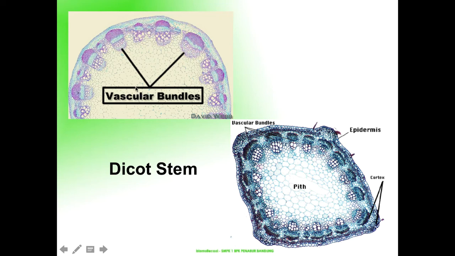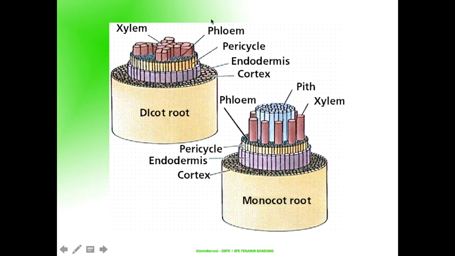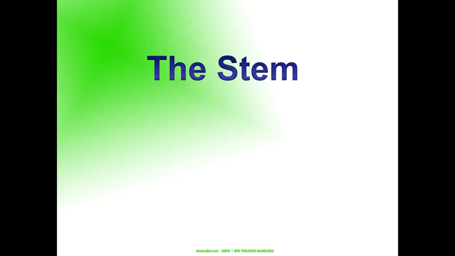Here is the dicot stem. What we need to remember is the difference between root and stem when we talk about the vascular system, xylem and phloem. In root, phloem and xylem are separated. They are not in a particular set or bundle. Let's take a look at the stem.